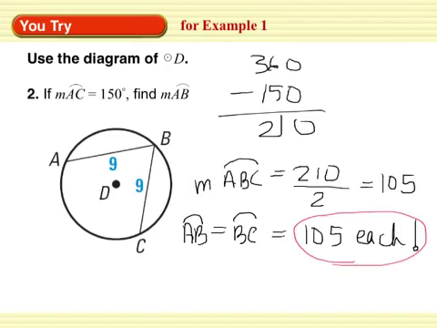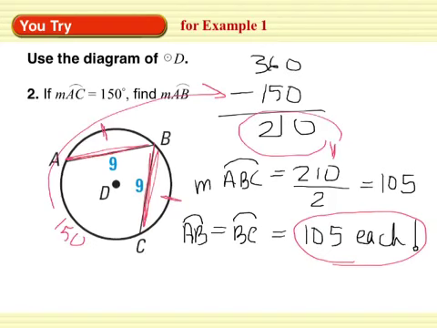Alright, so you know AC is 150. So I subtracted that from 360 and got 210. Since chord AB is equal to chord BC, then you can say arc AB is equal to arc BC. Since they're equal, I can take the 210 and divide by 2 and get 105. So arc AB is equal to arc BC. They're 105 degrees each.